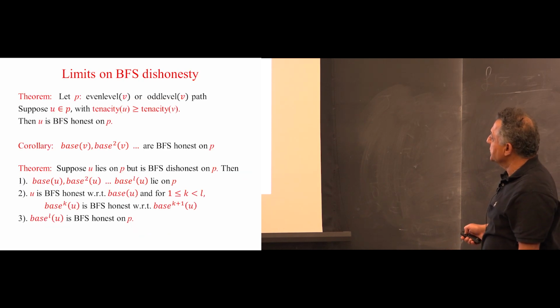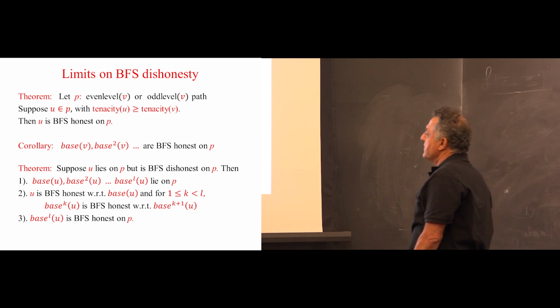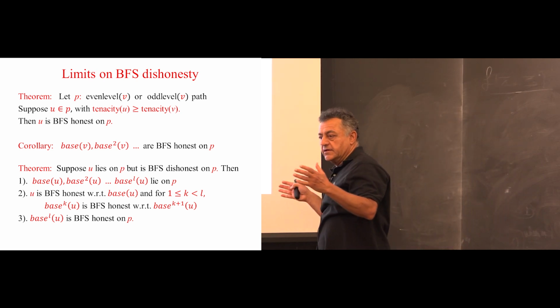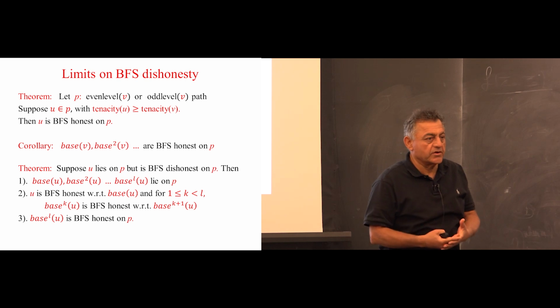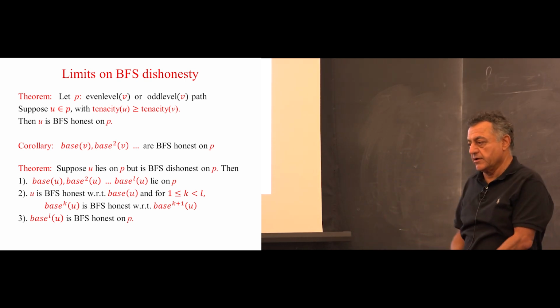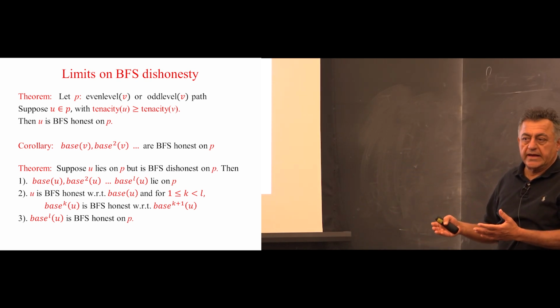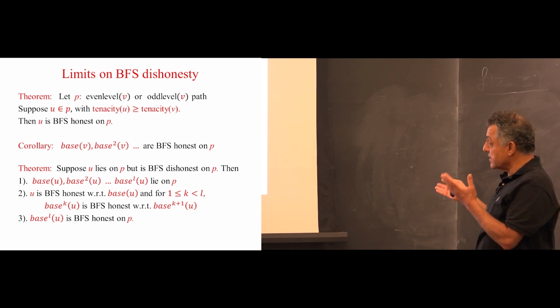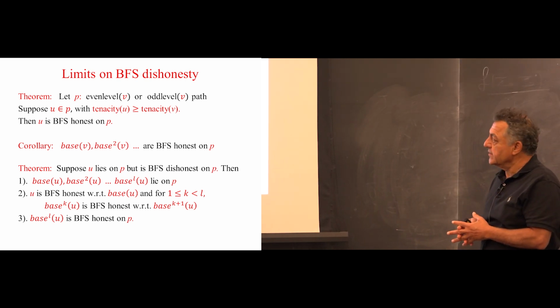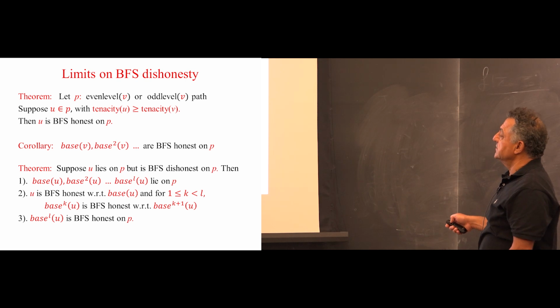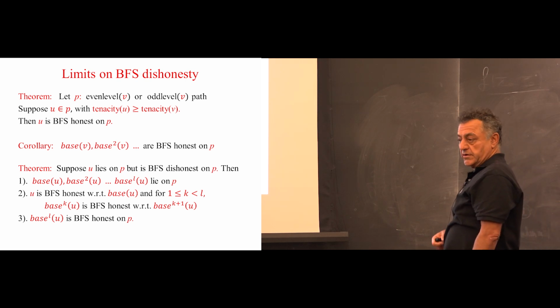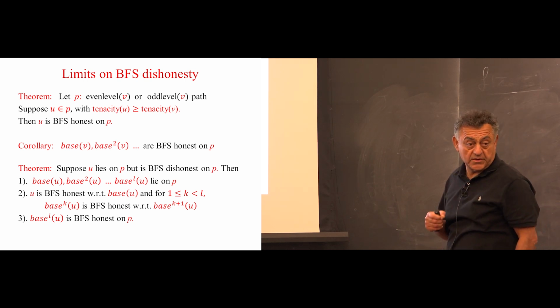So finally, I want to say this. Remember, I started by saying that the big problem is that paths are not breadth first search honest, and it could be an exponential time algorithm. And I said that the structure of matchings limits the breadth first search dishonesty quite intensely, okay?